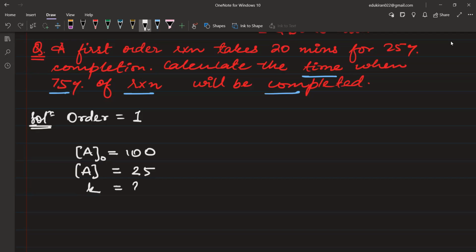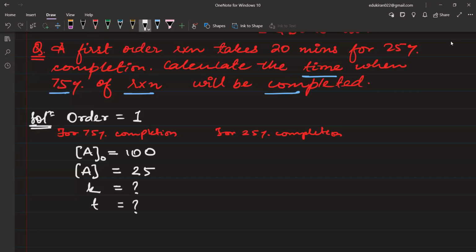Now the rate constant is not given and the time is also not given, right? This is for 75% completion. This is the data. But in order to get the k, they have given you another scenario. In this scenario, please see what they have given for 25% completion.